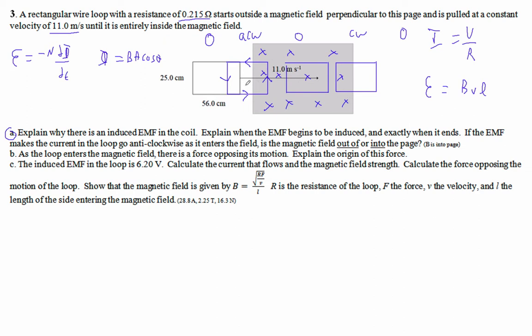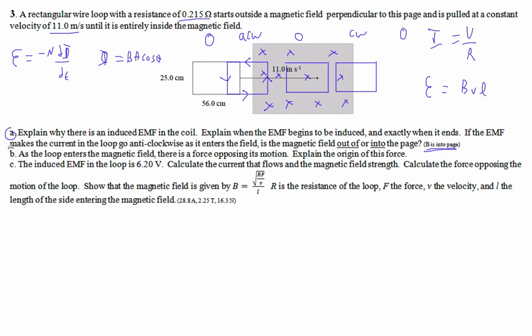Does it make it go anti-clockwise? That's the way we're normally used to being asked the question. So let's look at this. I'm guessing it's into the page. If we're increasing flux into the page, the reaction to that is to create flux out of the page. Anti-clockwise works. So therefore the magnetic field is into the page. We've answered that question.